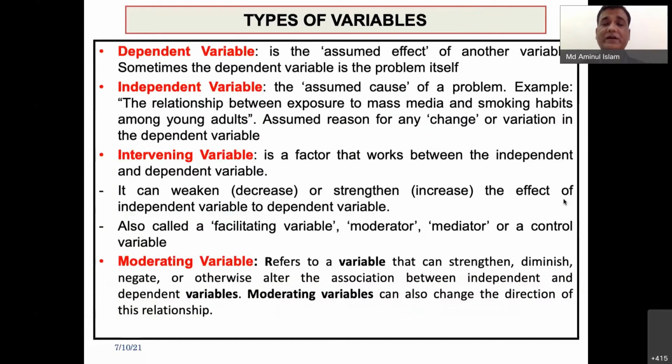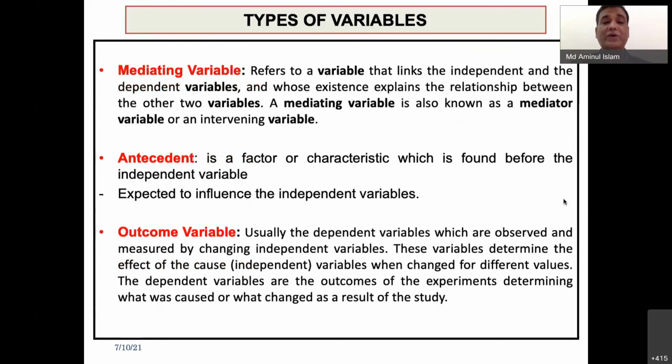The dependent variable is the theme of your research, the main research problem, which is dependent on others. Independent variables are the causes, the issues contributing to the problem. And whatever falls in between dependent and independent, we call an intervening variable. One we call a moderating variable, the other we call a mediating variable. I'm going to show you with examples and then I will explain more. And we also have antecedent and outcome variables in recent research.